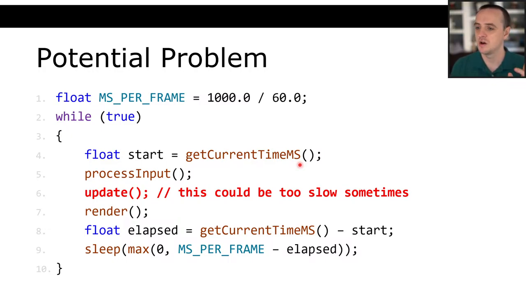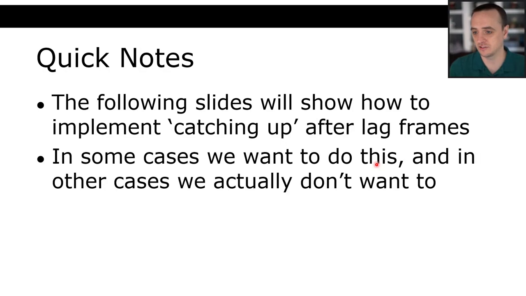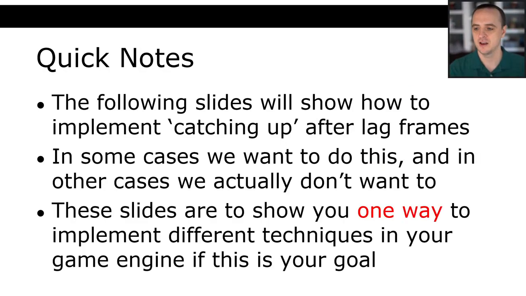What I'm trying to explain now is that the rest of the slides are saying, if normally this takes 1 millisecond, but this took 1 second, how can we catch up our game world to match where it should be now if no lag had occurred? Okay? Sometimes you want to do that. Sometimes you don't want to do that. If you don't want to do that, then this is what you use, this code right here. But if you do want to do that, let's discuss how you could do that. And again, these slides are just going to show you one way, actually 2 different ways to implement this technique if this is your goal in your game engine. Okay, if it's not your goal, just use the old code.